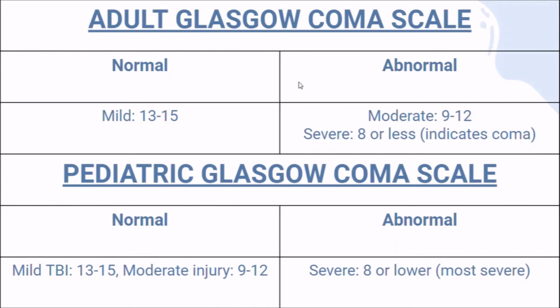Pediatric brain injuries are classified by severity using the same scoring levels as adults. The normal score of the pediatric Glasgow Coma Scale, 13 to 15, indicates a mild TBI, and moderate injury is 9 to 12, while the abnormal score is 8 or lower, reflecting the most severe. As in adults, moderate and severe injuries often result in significant long-term impairments.